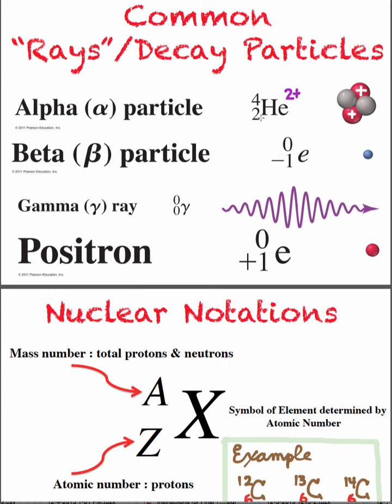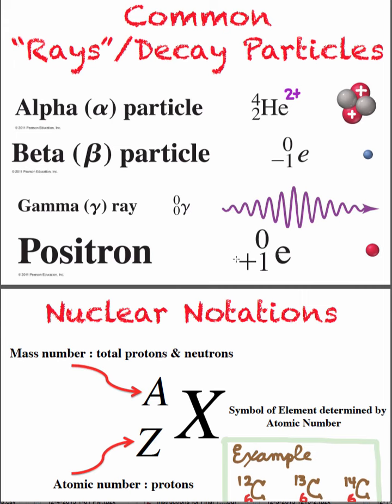So the good thing is you don't have to remember very much in our chemistry course, but there are a few that are nice to remember. The alpha particle is the helium nucleus, the beta particle is the electron, the gamma ray is not a particle, it has no mass. It simply is an electromagnetic wave of super high frequency and energy.